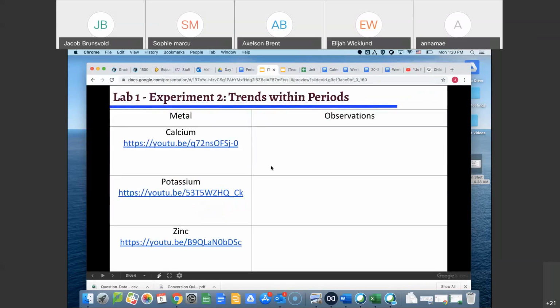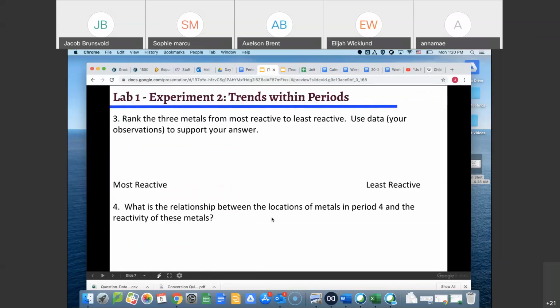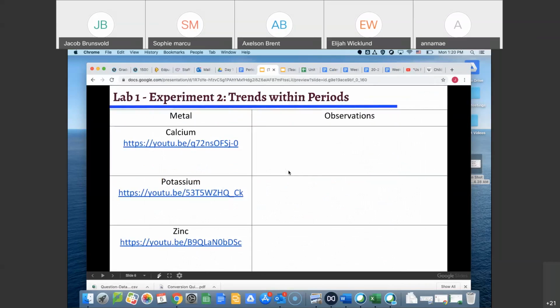Okay, so go ahead and type it in the chat one more time. Which one do you think was most reactive and which one do you think was least reactive? We're looking at calcium, potassium, and zinc. So Ca, K, and Zn if you want to use the symbols. Which one's most reactive? Which one was least reactive? Go ahead and type it in the chat. Okay, so it seems like we're all pretty much in agreement.